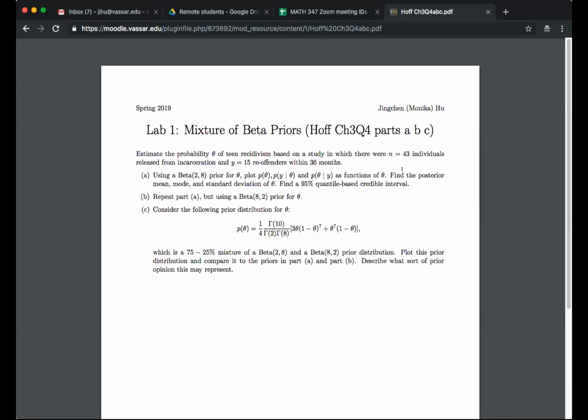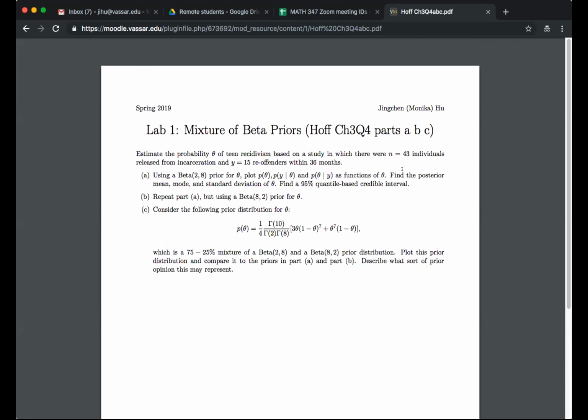You can use the quantile function if you do simulation. And you do that for B. B is a different prior distribution. You're using beta 8.2. A and B are very similar based on what we saw so far, so it should be straightforward, but take your time to get yourself familiarized with them.